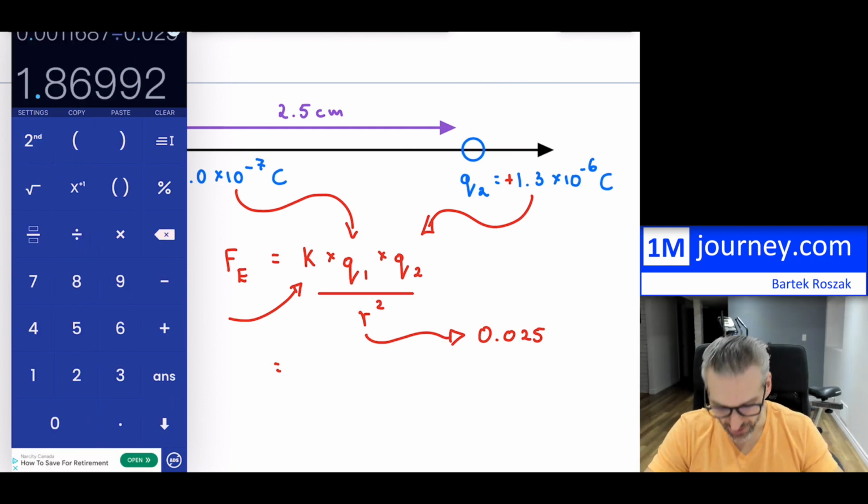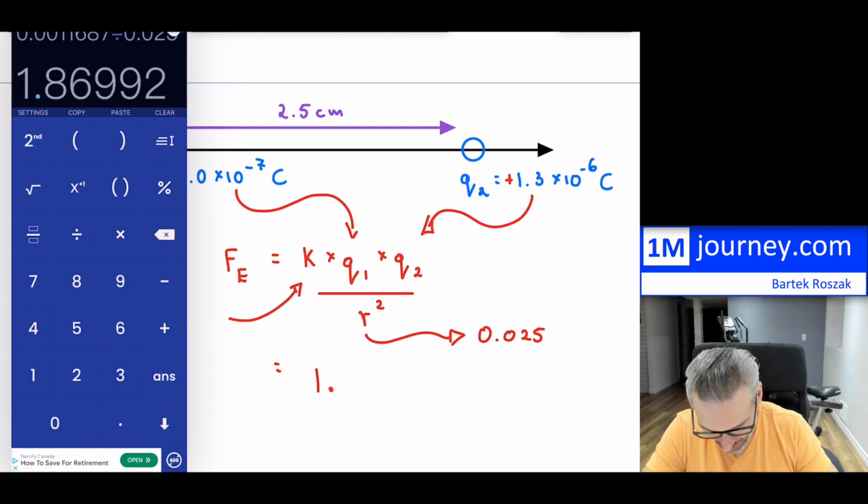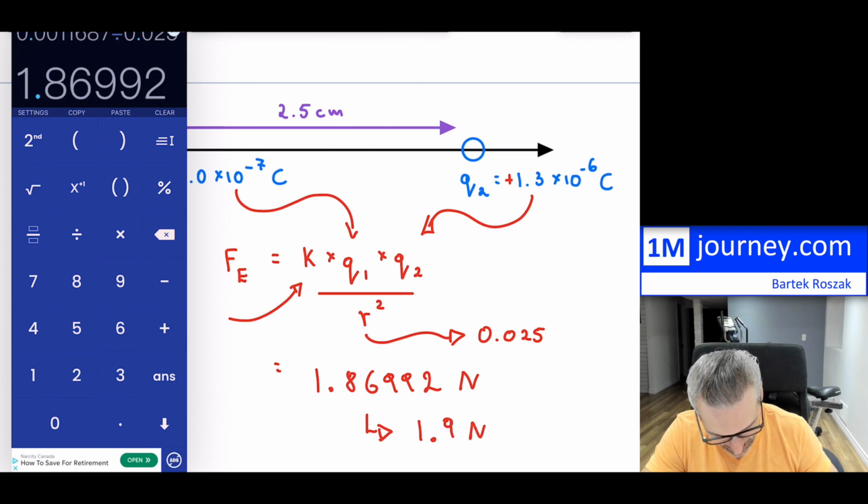All right, so there you have it. That is 1.86992 newtons. Of course, I'm just taking a peek, so I'll keep it to two significant figures, so for example, 1.9 newtons. All right, so that is the force.